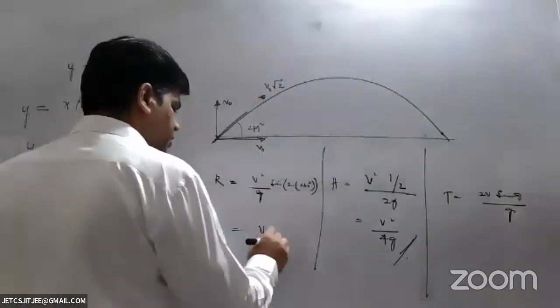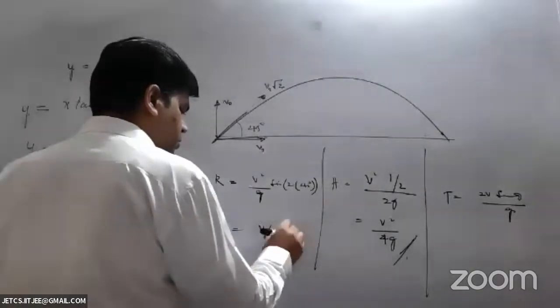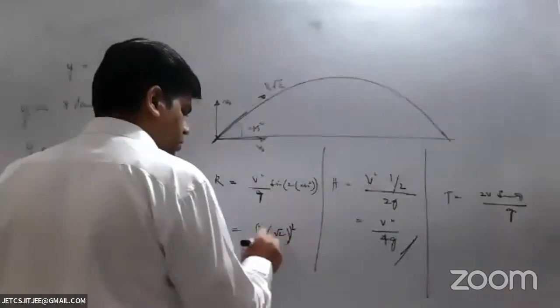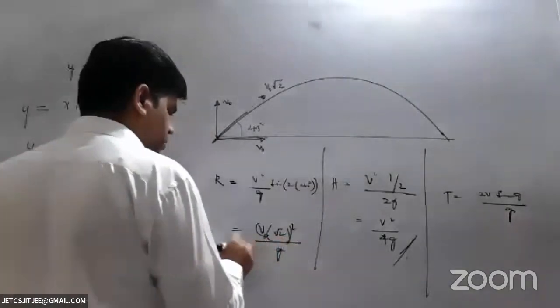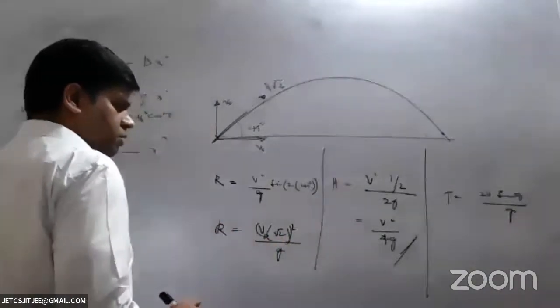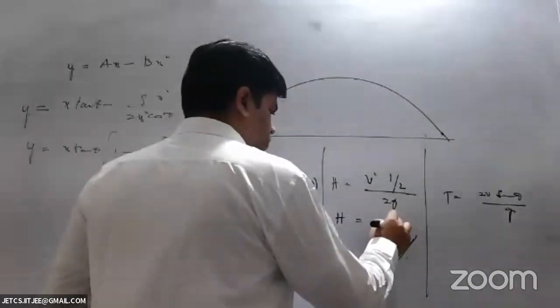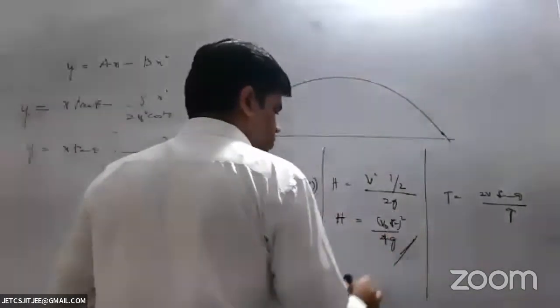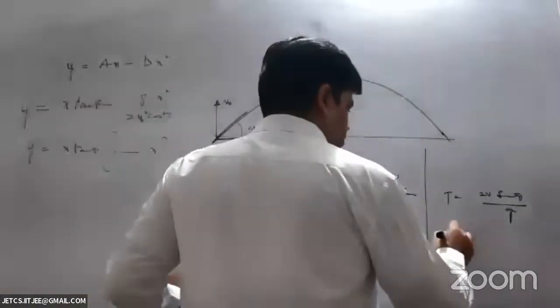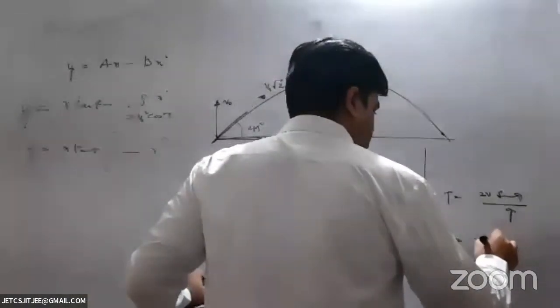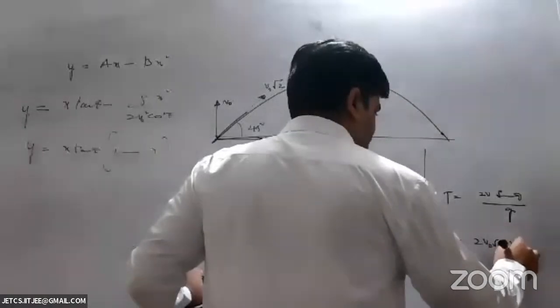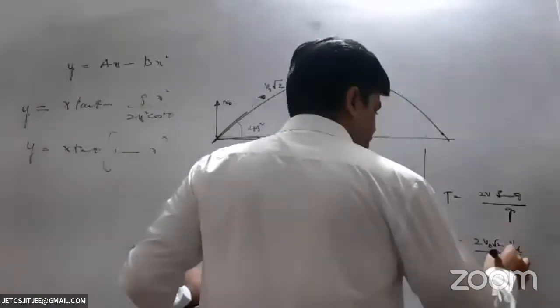But what is v here? V naught root 2. So v naught root 2 whole square by 4g. T is equal to 2v naught root 2 sine 1 by root 2 by g.